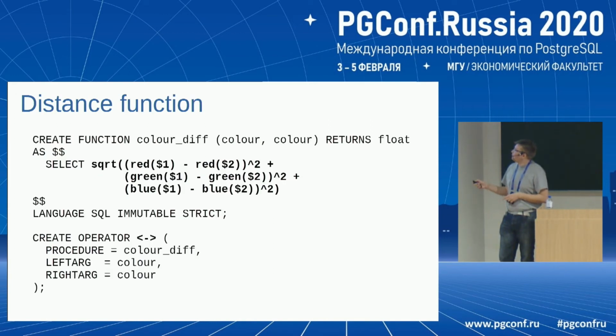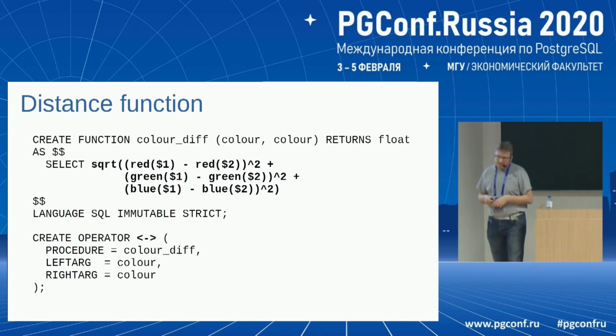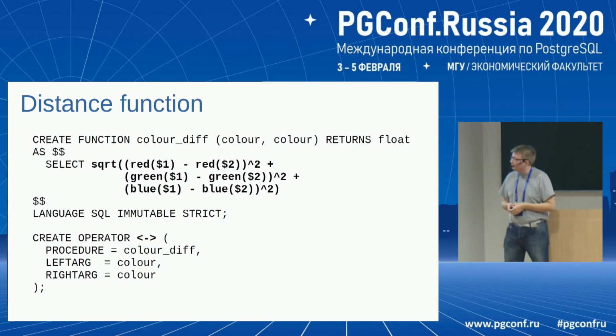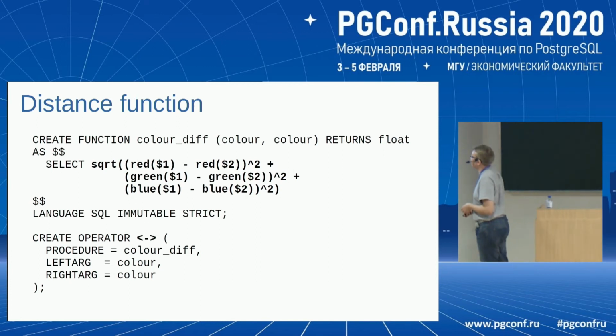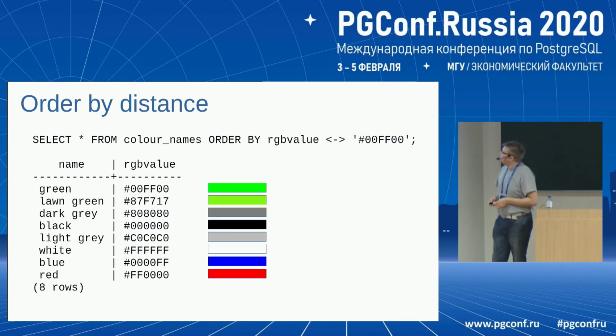So here is the same formula implemented in SQL. I'm creating a distance function, color diff, and then I'm going to create an operator using that function. This looks very similar to the previous stuff, but I'm just giving it a different name. So now you can use that. You can do order by this thing.